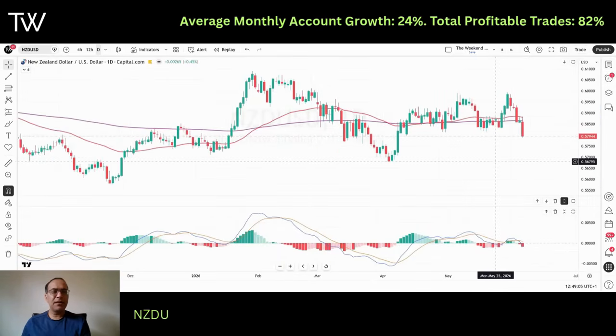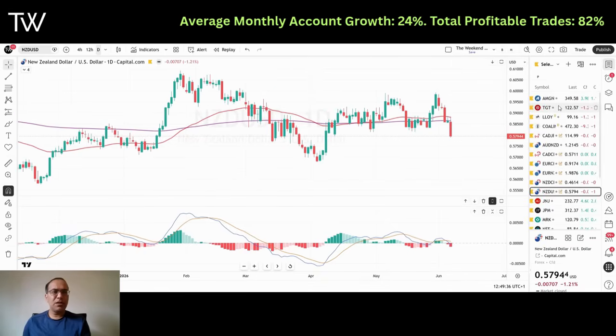NZD USD, again, a pretty strong case for a sell trade. I've got two pretty strong bearish candles, a bearish one there on Friday as well, and a cross on the MACD and the signal line. So I'd be looking at selling this and locking in some profits as we approach the next support level, which is at 0.568 or so. Right, so those are the Forex pairs that we're looking at.